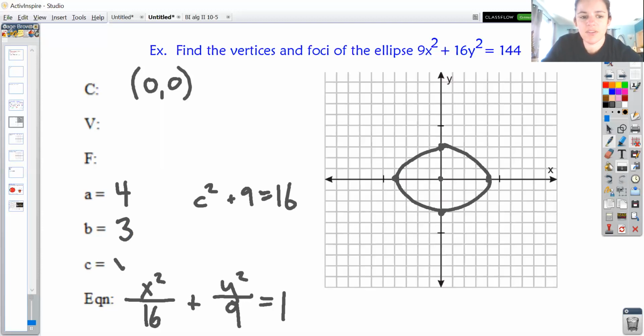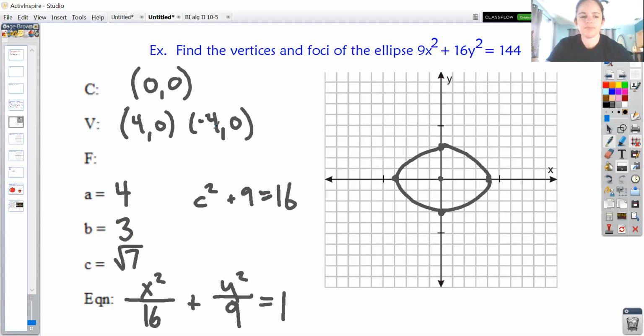So C is actually going to be the square root of 7. So now let's go ahead and fill these in. The vertices would be (4, 0) and (negative 4, 0). I know that it's those and not the others because that was the longer distance.